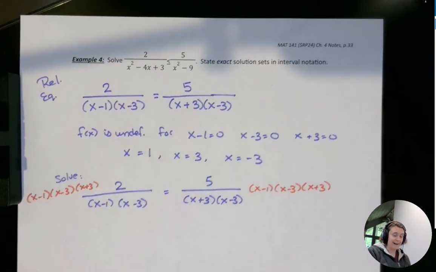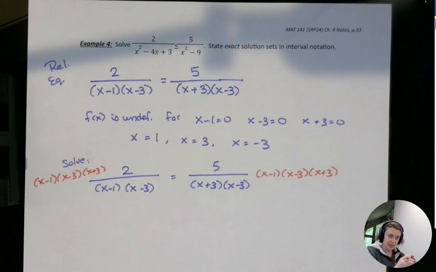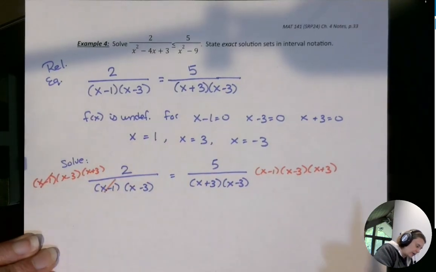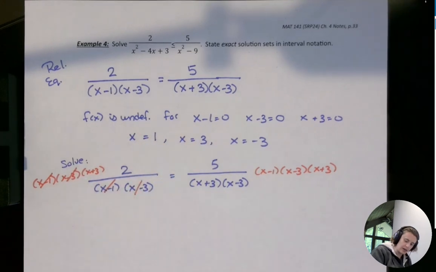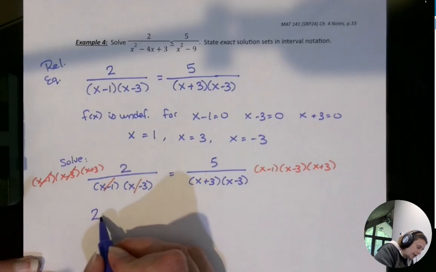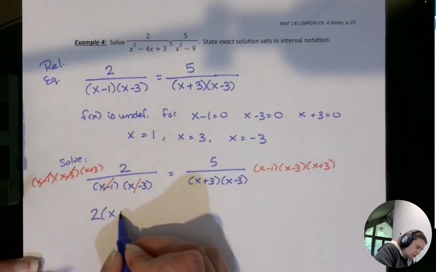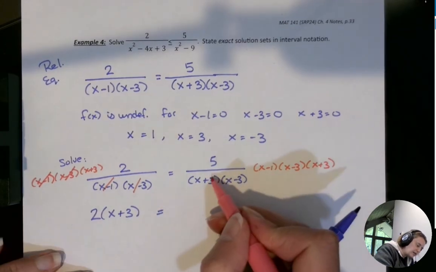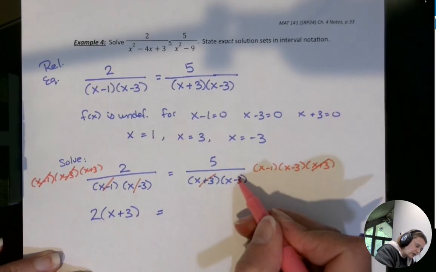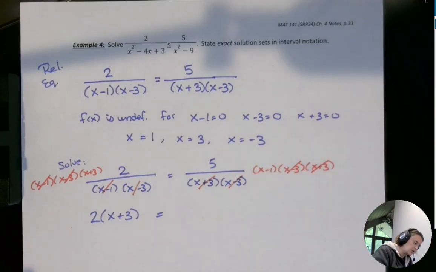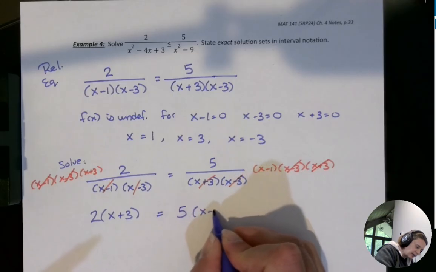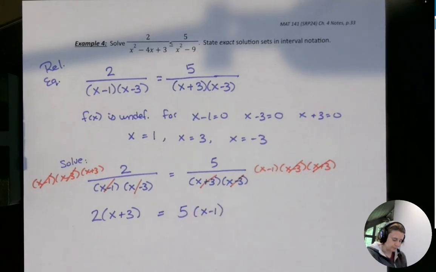Fortunately, there's only one fraction on each side, which is going to allow us to just cancel. We don't need any distributing. So the x minus 1s would reduce out here. The x minus 3s would reduce out here. And what I'm left with is the 2 from the numerator times this factor that doesn't reduce, the x plus 3. And on the other side, the x plus 3s would reduce, the x minus 3s would reduce, and I'm left with that 5 from the numerator times the x minus 1 factor that doesn't reduce.